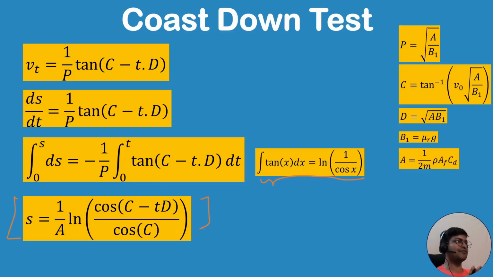we have found the formula for time as well as the distance. What is the formula for distance? It is 1 by a into natural log of cos of c minus td divided by cos c. What is c? We can refer here. What is d? It is nothing but root over a into b1. What is b1? We can check it here. And what is a? We can check it here. And the rest we know here. So finally, we found the formula for time as well as distance.